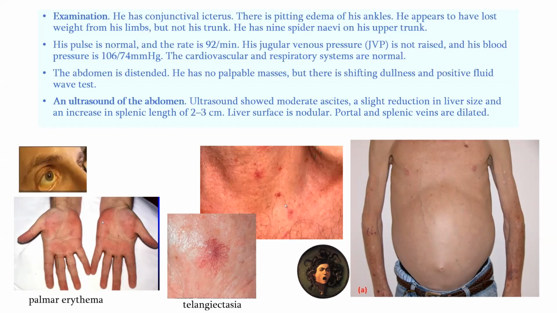Ultrasound showed moderate ascites, a slight reduction in liver size, and the liver surface is nodular. These two are typical for advanced liver fibrosis, liver cirrhosis, and the patient has splenomegaly. His portal and splenic veins are dilated.